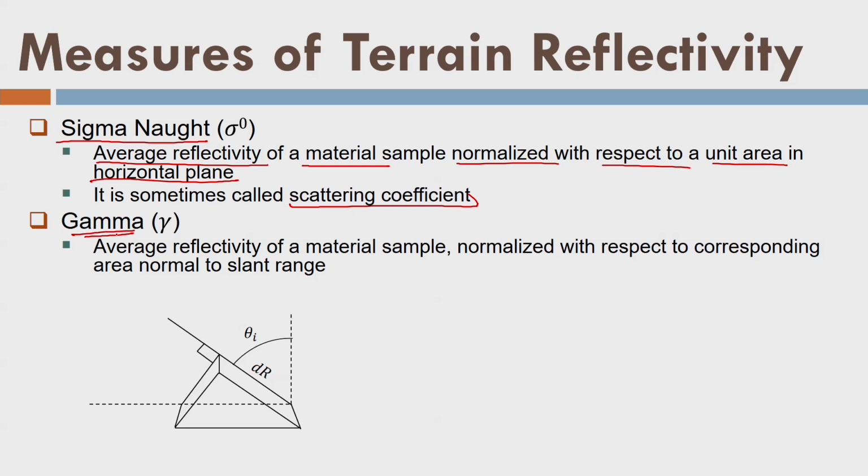We have gamma, which is an average reflectivity of a material sample normalized with respect to the corresponding area normal to the slant range. That means this is one area which is normal to this line of sight, and this is another area on a horizontal plane. So, if I draw the area vector, it is like that, and this area vector is like that. I am defining gamma based on this area vector, and I am defining sigma naught for this area vector. This is range resolution dr, and this is incident angle theta I.